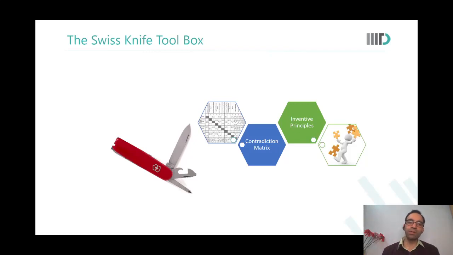If we talk of TRIZ tools, I would say that the TRIZ toolbox is like a Swiss knife. What does a Swiss knife do? It has so many contraptions within itself that you use different extensions of the Swiss knife for different purposes. So inventive principles and the contradiction matrix are just one of those tools in the TRIZ toolbox, just a small part of the Swiss knife.